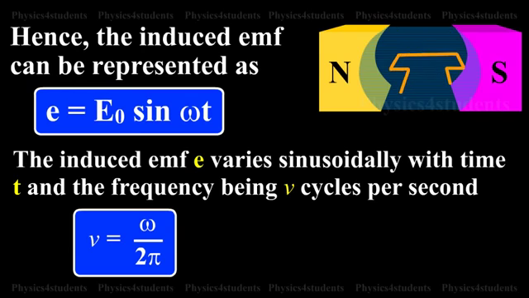The induced EMF E varies sinusoidally with time t, and the frequency is nu cycles per second. Nu is equal to omega by 2 pi.